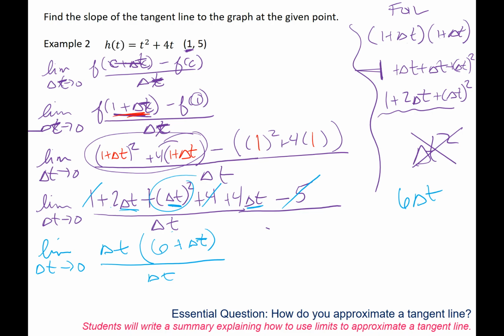Okay, why did taking out the delta t benefit us? We can cancel the delta t's, right? Okay. What am I now? I'm now at the point where I could plug in my limit. I'm not going to rewrite the whole thing to just plug the limit in. What am I plugging in for the delta t? 0. So what do I end up getting? 6 is my answer.